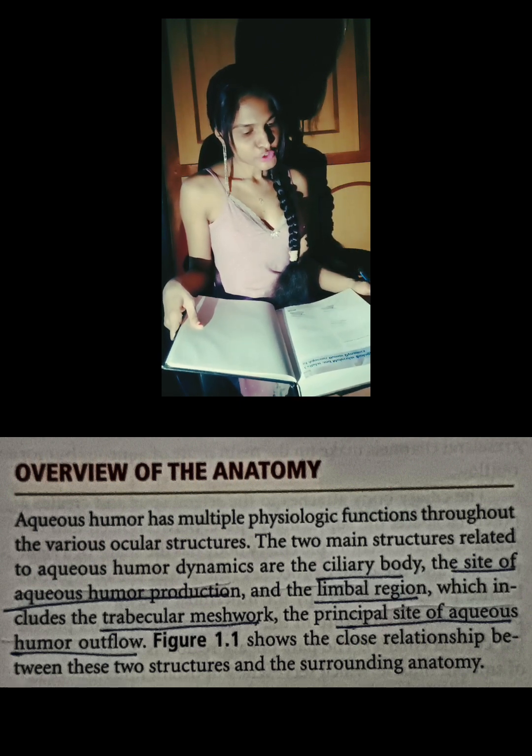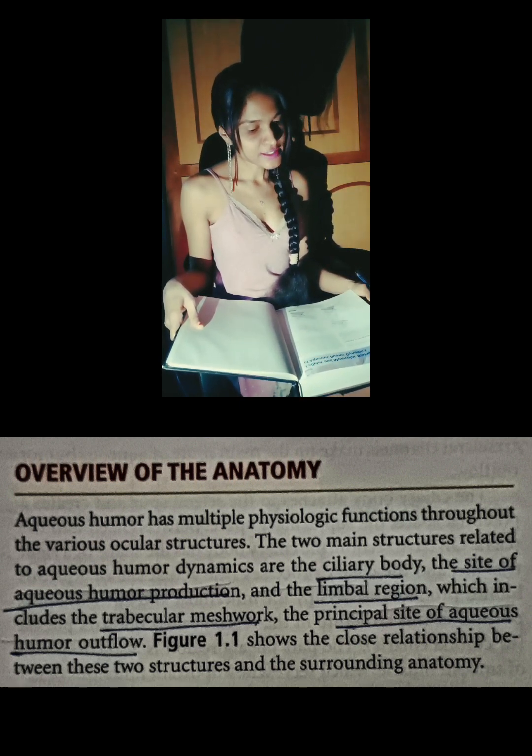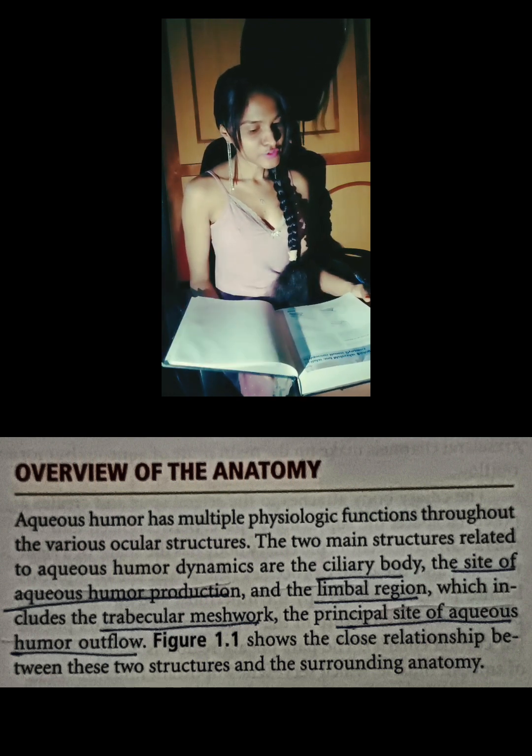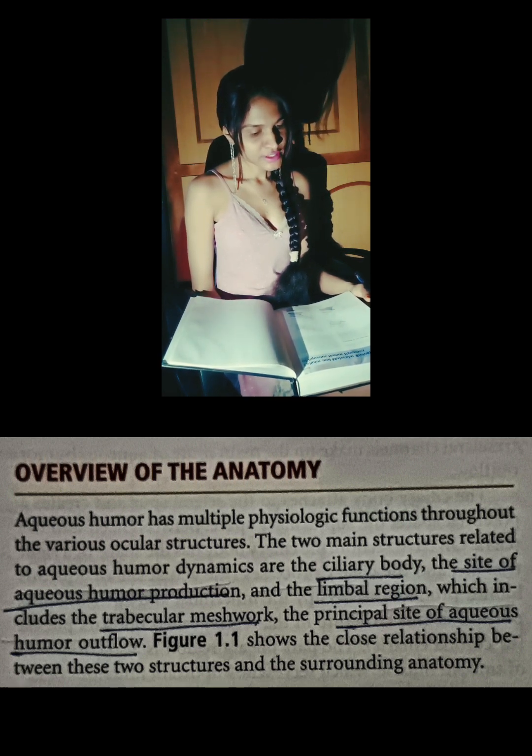Overview of the anatomy. Aqueous humor has multiple physiological functions throughout the various ocular structures. The two main structures related to aqueous hemodynamics are the ciliary body, the site of aqueous humor production, and the limbal region, which includes the trabecular meshwork, the principal site of aqueous humor outflow. Figure 1.1 shows the close relationship between these two structures and the surrounding anatomy.